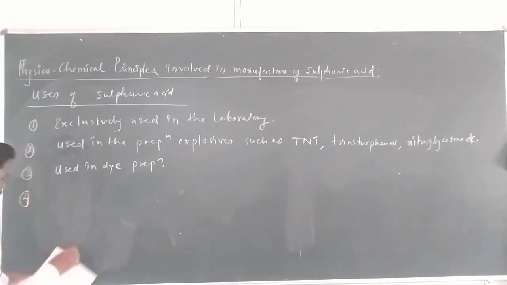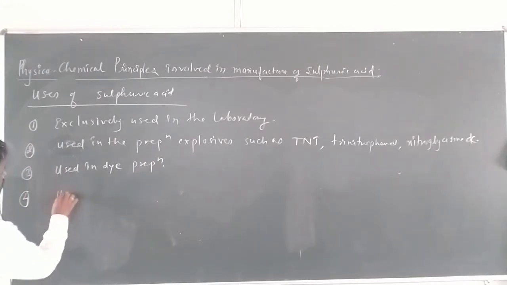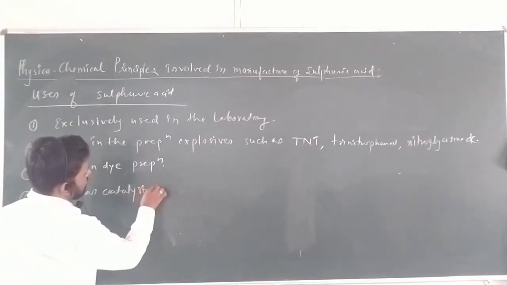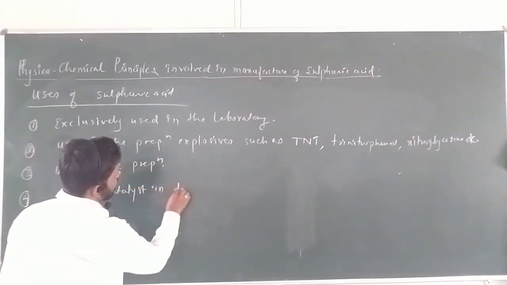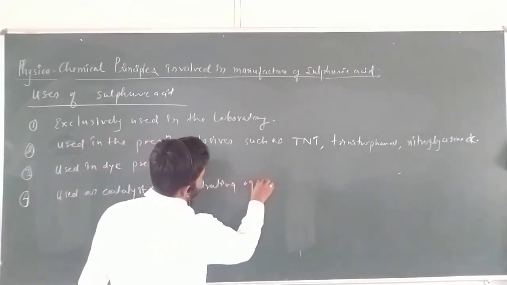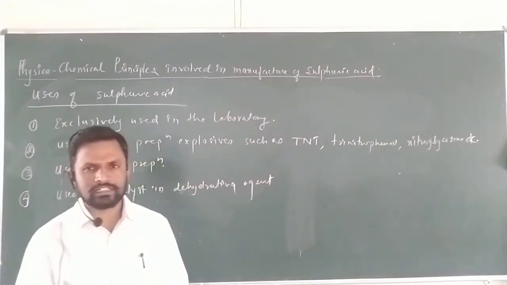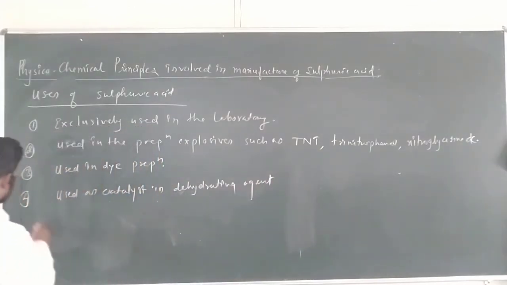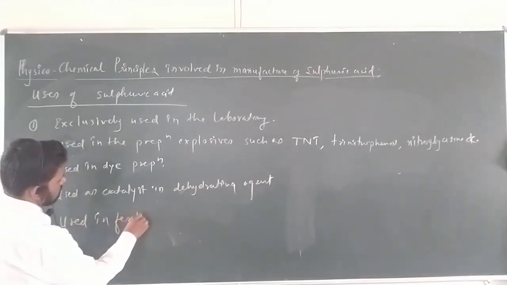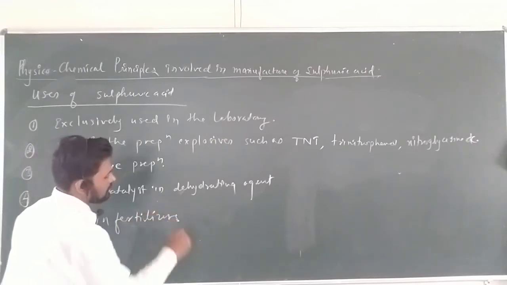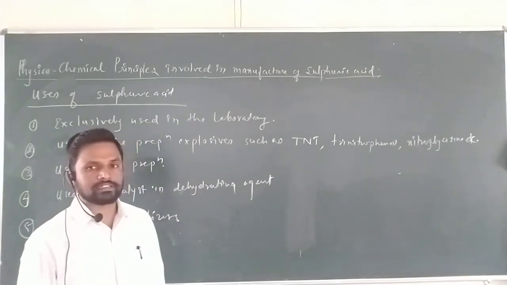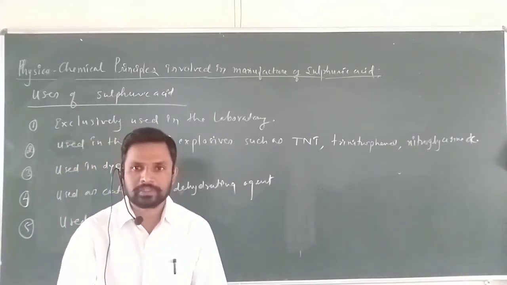And the next, used as catalyst, very important, used as catalyst in dehydrating agent, where if you want a dehydrating agent, definitely H2SO4 is used. And finally, it is used in fertilizers, very important application, in the different preparation of fertilizers like ammonium sulfate, superphosphate, and triple phosphate.